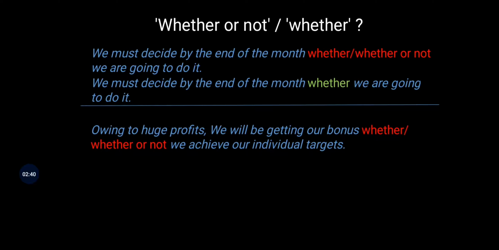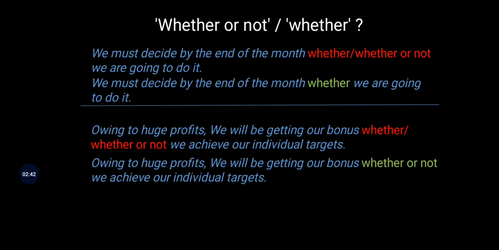Second up, owing to huge profits, we will be getting our bonus whether or not we achieve our individual targets. Here the sense implies that because there have been huge profits, whether we achieve our individual targets or we don't achieve them, we will be getting the bonus. So the end result, the getting of the bonus, is fixed. So the right phrase is whether or not. Owing to huge profits, we will be getting our bonus whether or not we achieve our individual targets.